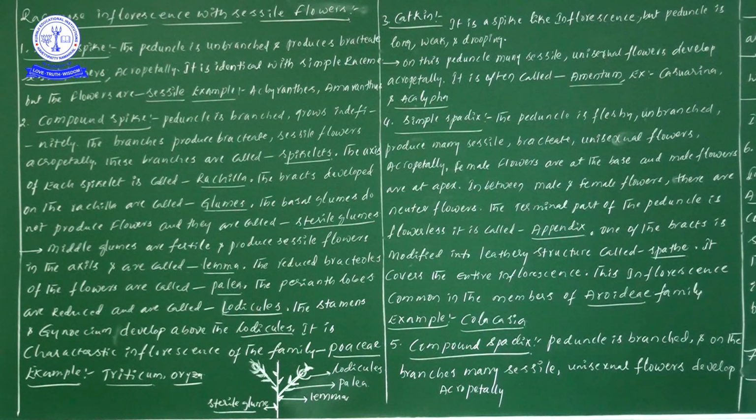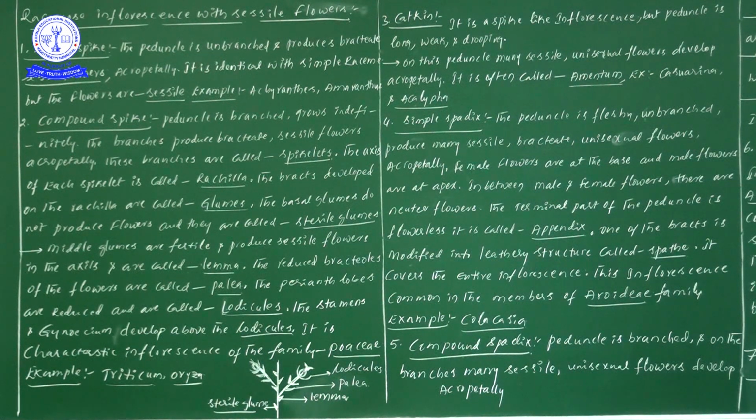Now let me move forward. It is a spike-like inflorescence, but the peduncle is long, weak, and drooping. Next, on this peduncle, many sessile unisexual flowers develop acropetally. So all the time acropetal comes.